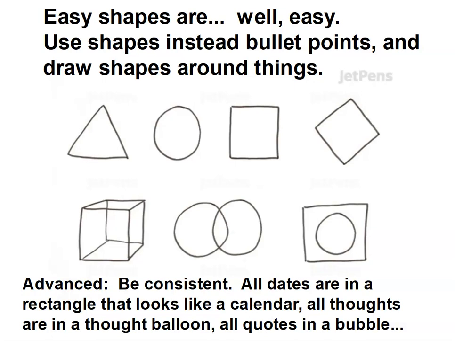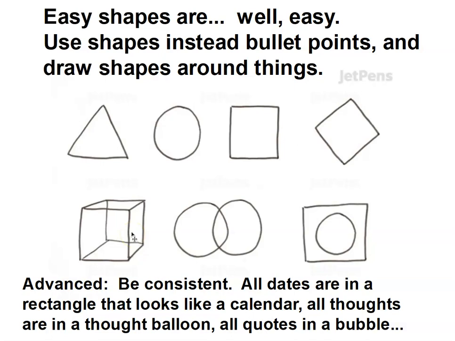So my first suggestion is, instead of bullet points, use a shape, okay? You can draw shapes around things too. So you've written something, you're like, oh wait, that's important. Draw a square around it, draw a circle around it, draw an oval around it. Make your Venn diagrams, make it 3D, it's okay.